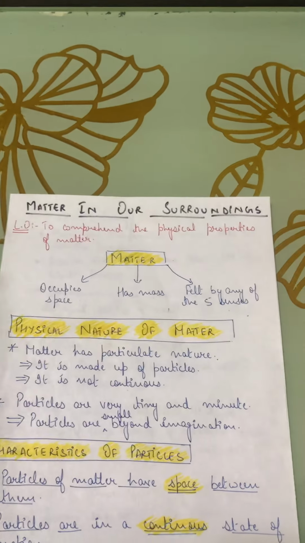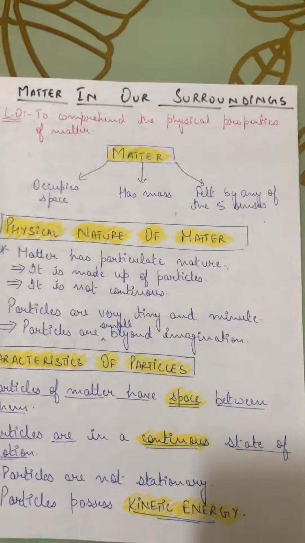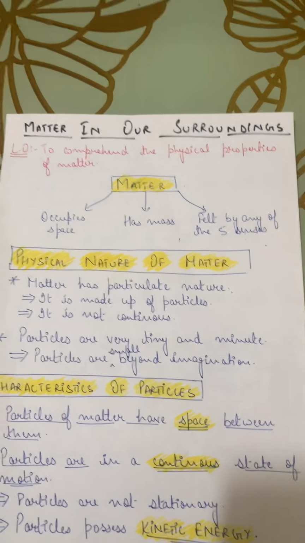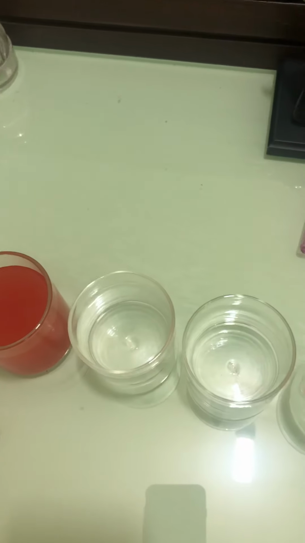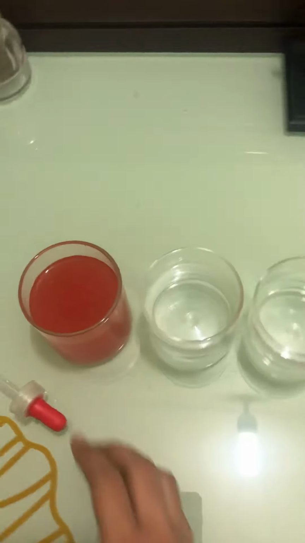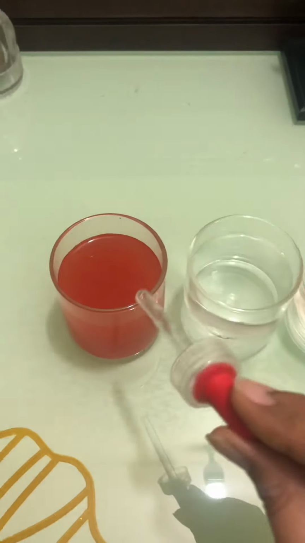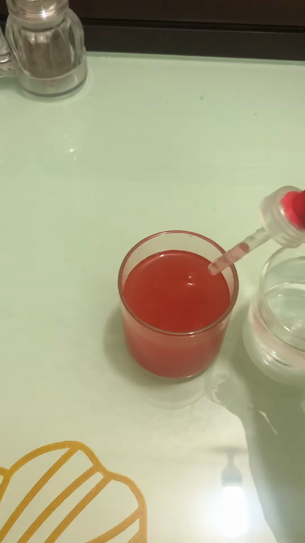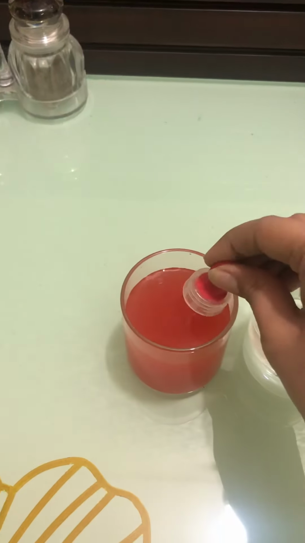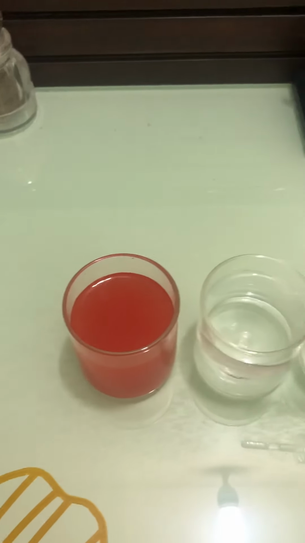For this also, we have an activity to prove that these particles are very tiny. For this, I have some glasses here. I have a glass with red water. What I'm going to do is take a few drops of this red water and put it into the other glass which has clean water.